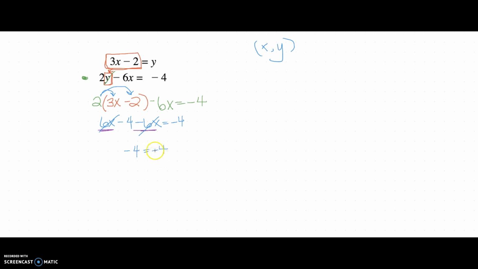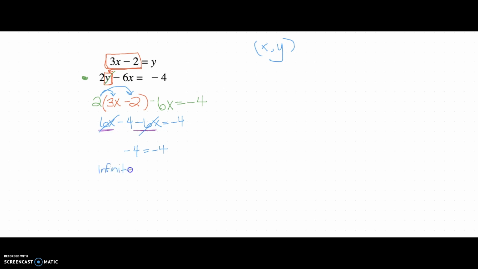So this is one of those weird solutions. My x's went away, those are gone, and I'm left with negative 4 equals negative 4. Well, I need to ask myself when this happens, is this statement true or is it not true? In this case, negative 4 does equal negative 4. So if it is true, that means we have infinite solutions.